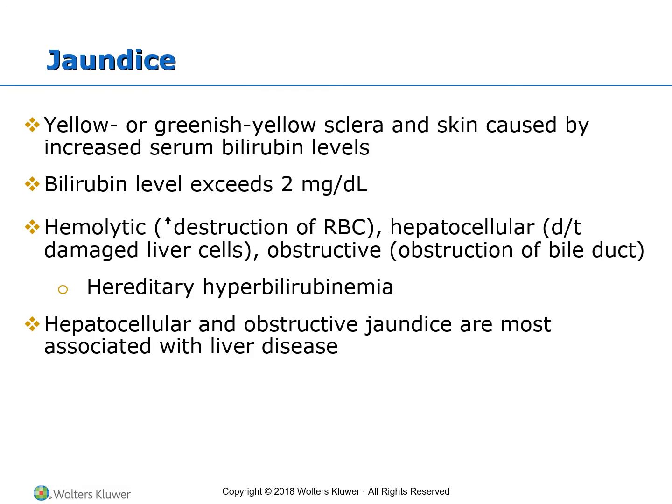So jaundice occurs when the bilirubin becomes increased, and they have excessive destruction of red blood cells or an obstructed bile flow, and so the bilirubin actually spills into the serum blood.